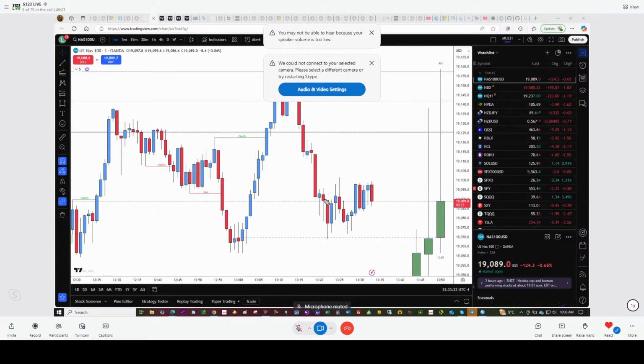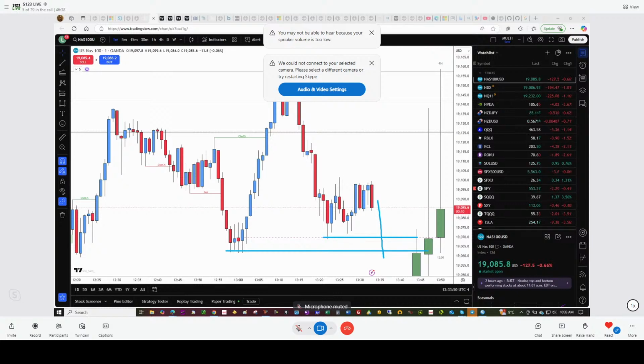Although that NAS looks like it wants to drop again. Yeah, that's what we're expecting, right? We're expecting a drop through to take out these lows. And so we're in a fourth wave area right now.